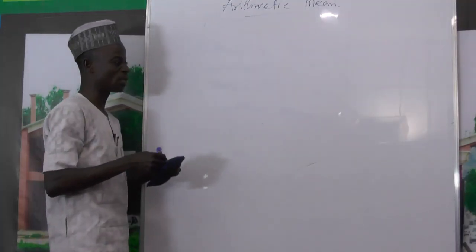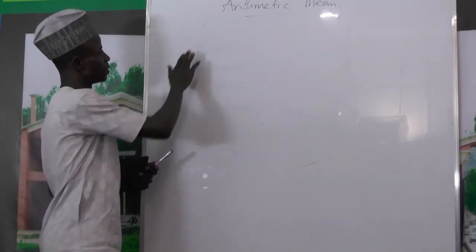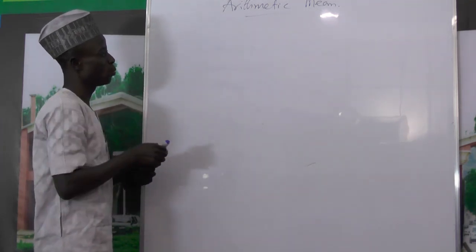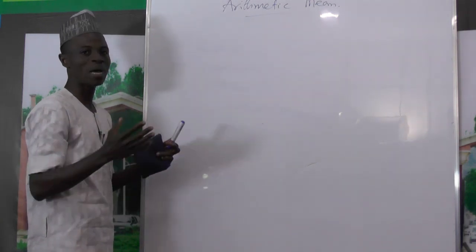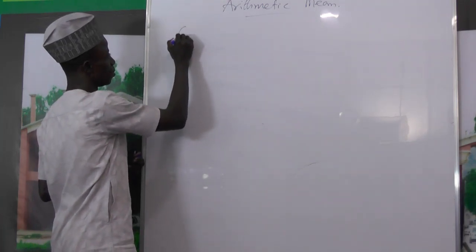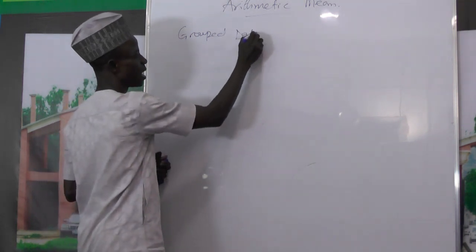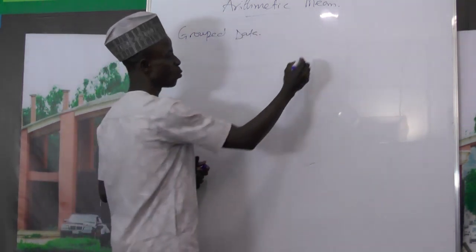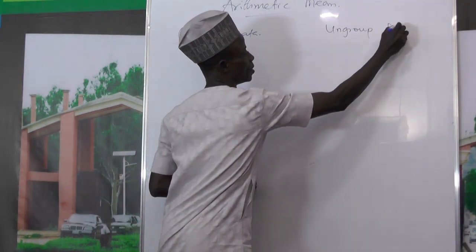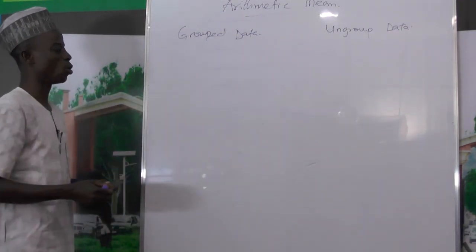So in our arithmetic mean, when you are given a set of observations, in this particular course we will be talking about grouped and ungrouped data. When we have grouped data, there is a formula to get your arithmetic mean. When you have ungrouped data, there is a way you obtain your mean. But let's start with ungrouped data.